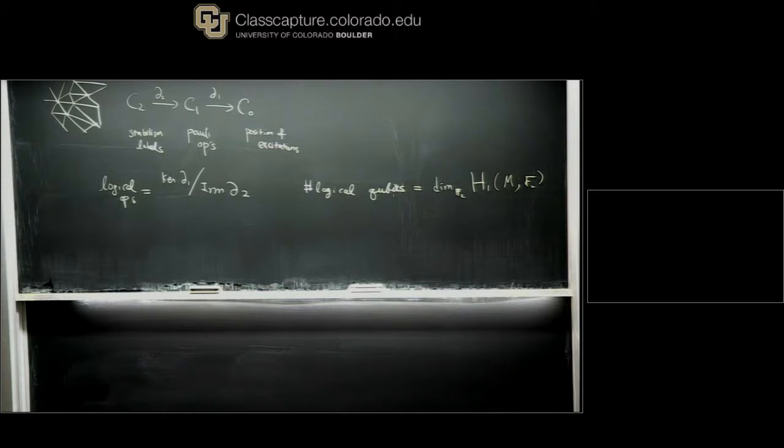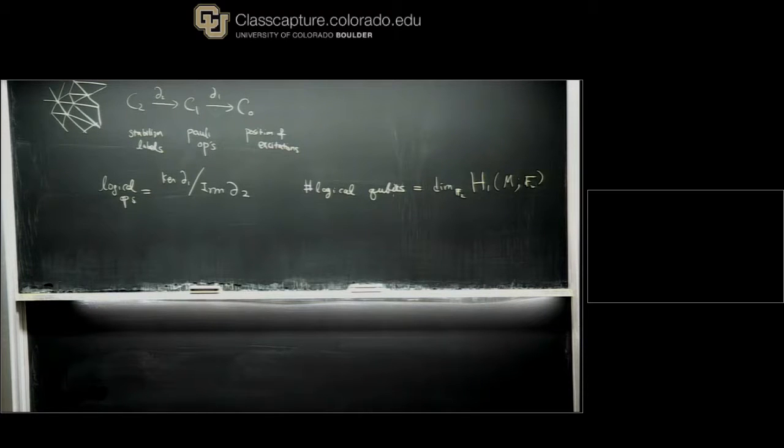And the fact that the stabilizer operators you had in the Hamiltonian commute with everything else is translated to the fact that the composition of two maps results in 0. Because 0 in C0 means that you don't have any excitation, and you started with a stabilizer. So commutativity translates to the fact that it is a chain complex.